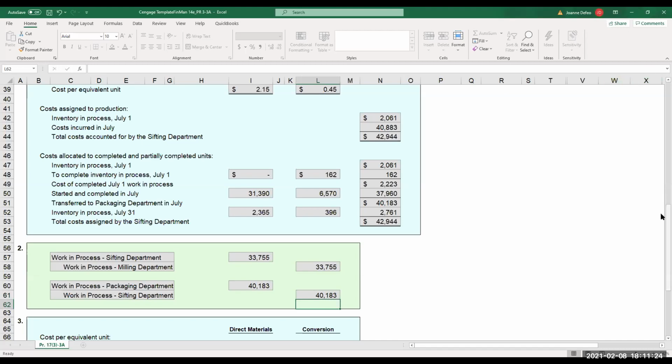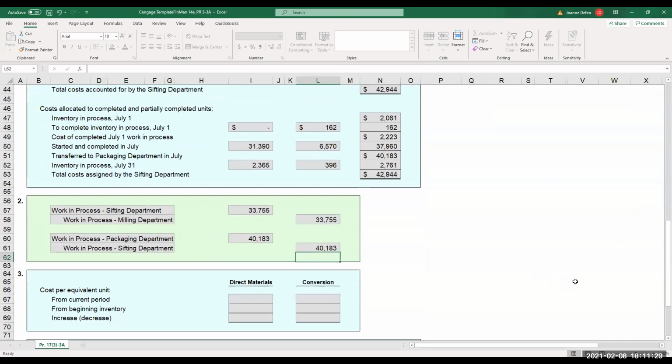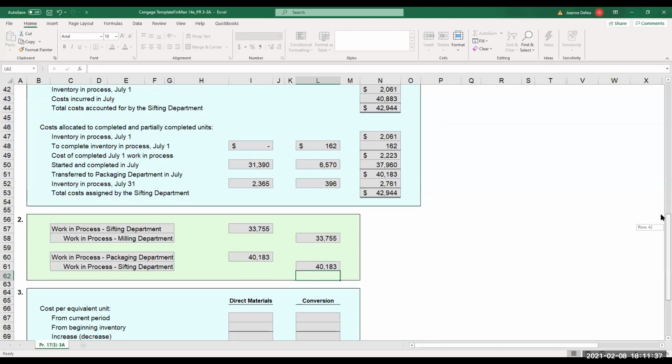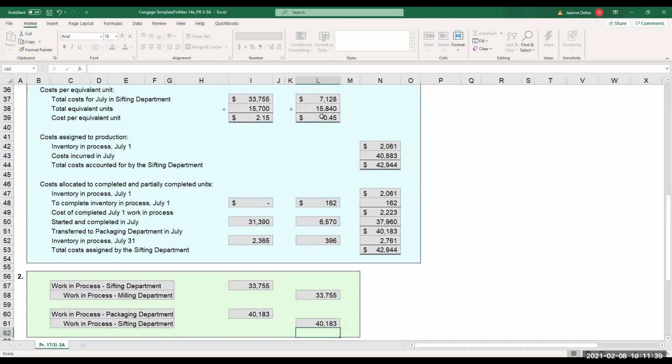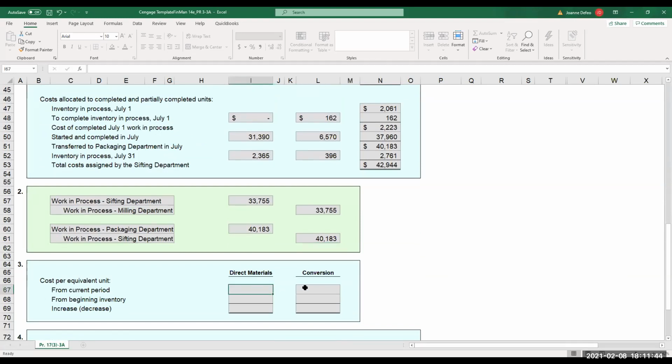And let's look at our grade at the top. Notice our grade is now 89. We still have some more to do. So they tell us the direct materials from the current period, which we computed, are 215 and 45 cents. So we go down here, 215, and conversion 45 cents. And conversion costs equal factory overhead plus direct labor. Direct materials, 215. But let's take a look at what the beginning inventory was.